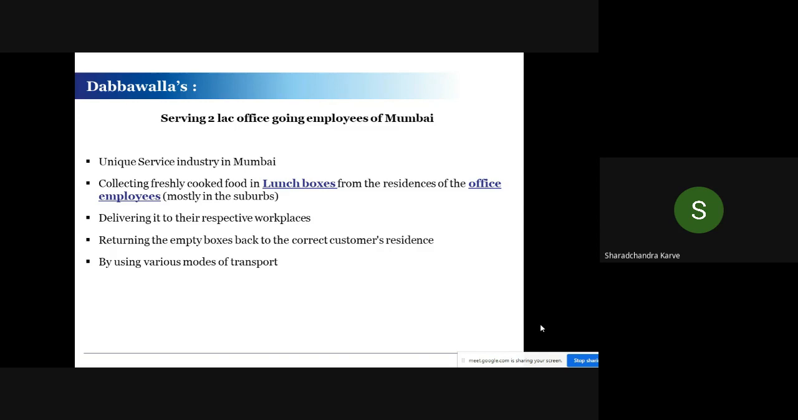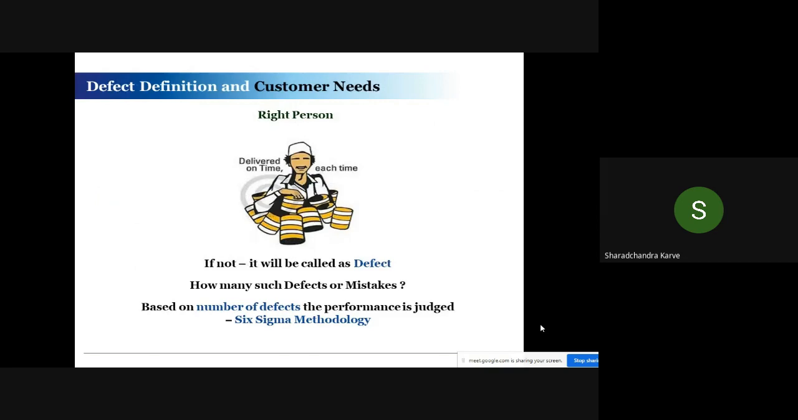Now, what is important in this is, what is the defect definition here? Next slide, please, Himanshu. So the defect definition is based on the customer needs. Right person, delivered on time, each time. That is the customer requirement. If that is not done, we call it a defect. And how many such defects or mistakes occur in the process decides how much the sigma level is. That is what Six Sigma methodology is.